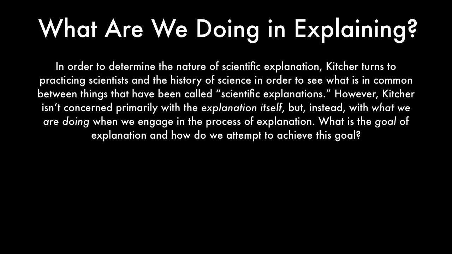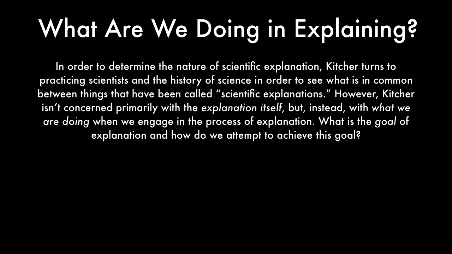In order to determine the nature of scientific explanation, Kitcher turns to practicing scientists and the history of science in order to see what is common between things that have been called scientific explanations. However, Kitcher isn't concerned primarily with the explanation itself, but instead with what we are doing when we engage in the process of explanation.